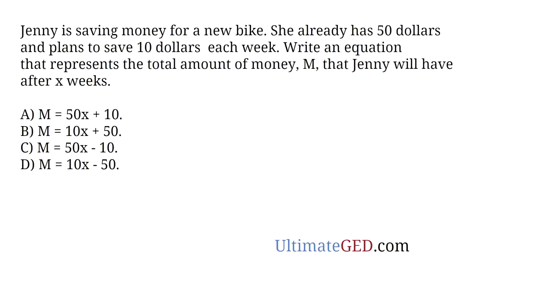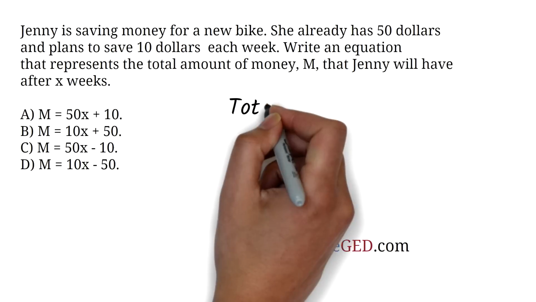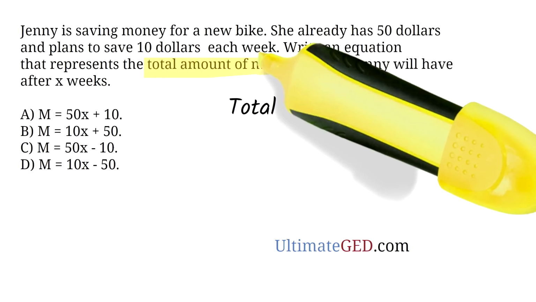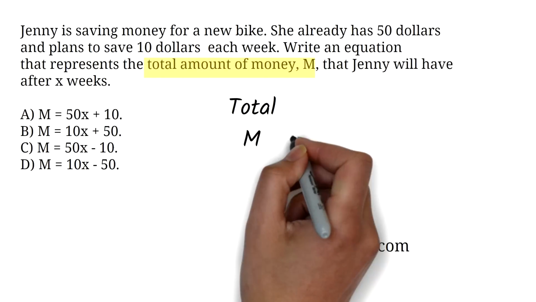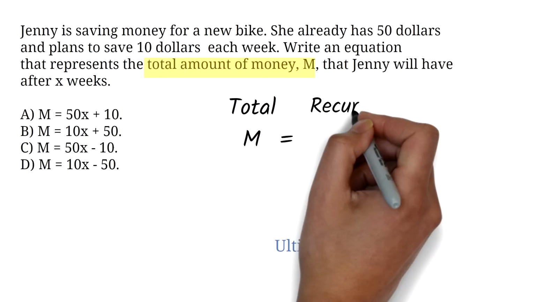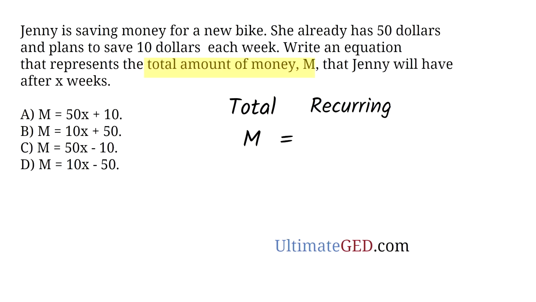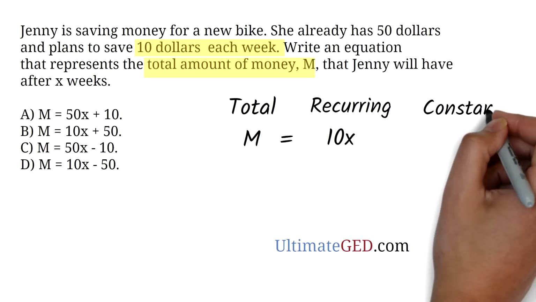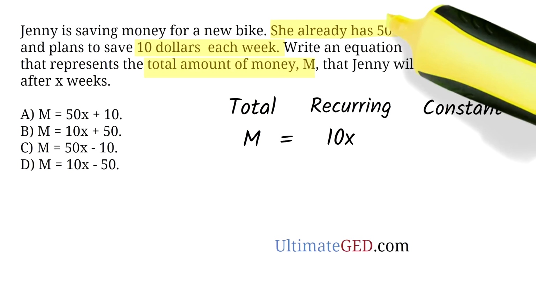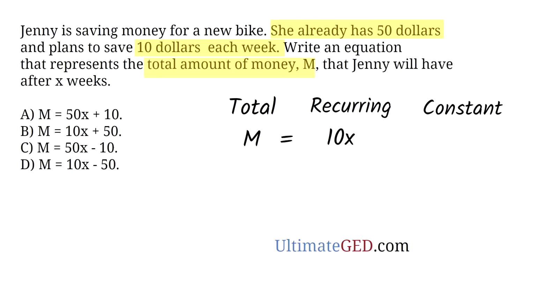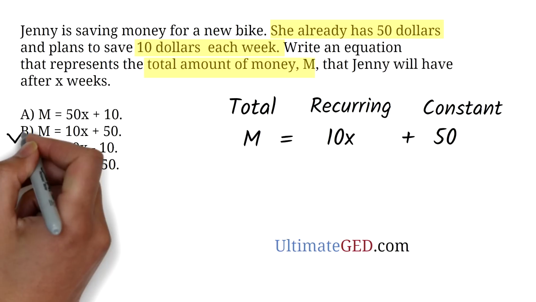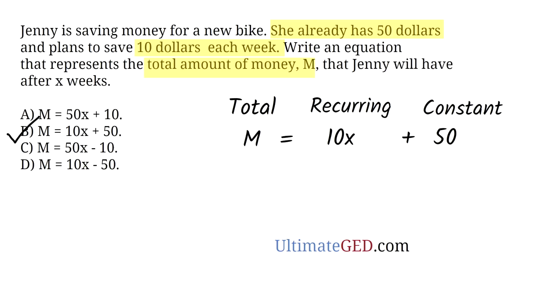For this question, there are 3 parts. The total. Here, we have been told it is M. So we have M equals. Next, we have the recurring. This is the value that keeps repeating. This is the value with the x. We have $10 each week, so this will be 10x. Then finally, we have our constant. Here, it is $50. Since she has the $50, we will have plus 50. Therefore, option B is the answer. M equals 10x plus 50.